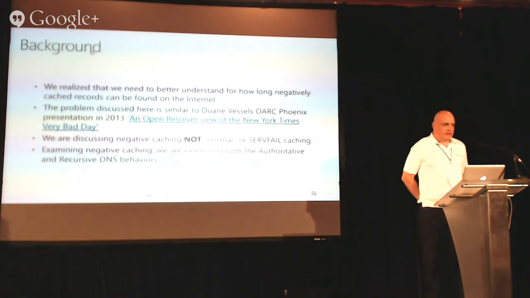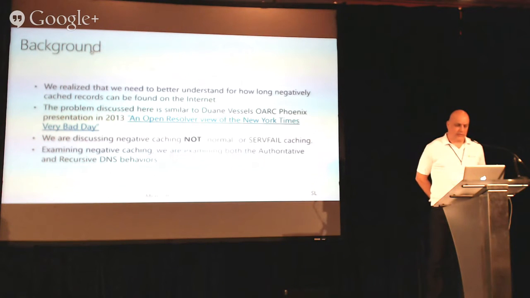So we realized the hard way, you can say, that we need to better understand how long a negative cached record can be found on the internet. So the use scenario is that you have a zone, you have something in that zone that you want to have in there, but for some reason you remove it, and then you realize you made a mistake, you want to put it back, right? So how long do we expect it to take before that record shows up again?